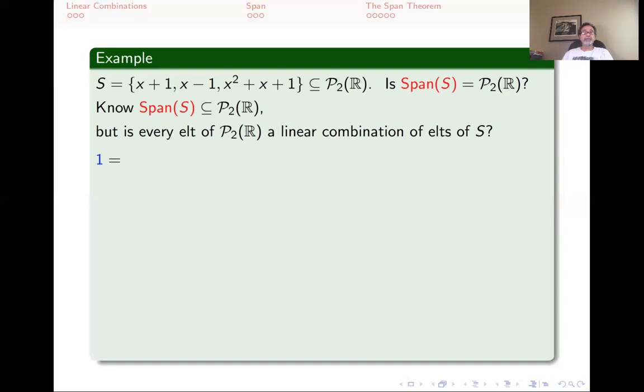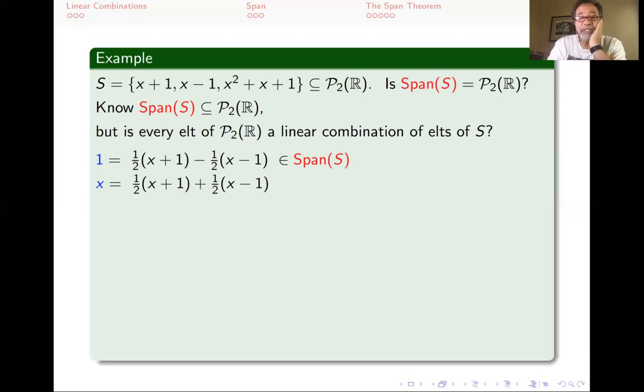And you notice that if you take x plus 1 minus x minus 1, you will get 2. And so if you divide those by 2, you will get 1. So 1/2 (x plus 1) minus 1/2 (x minus 1), that's a linear combination of elements of S. So that means that 1, the polynomial 1, is in the span of S. By doing the same thing but adding, you will see that x is also in the span of S. And now I want to know, is x squared in the span of S or not?